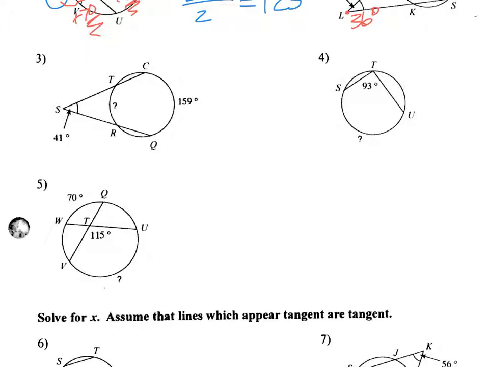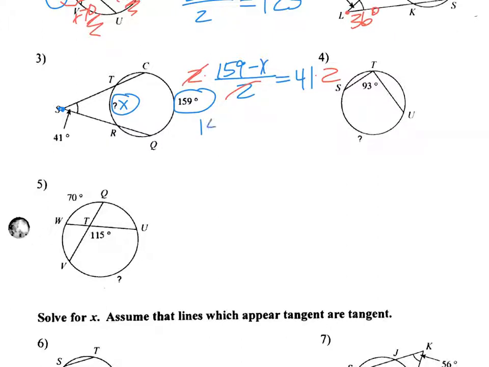Where's the vertex? The vertex is outside. What do we do? Big arc minus small arc. Here's the problem. I don't know the small arc, but I still set it up the same way. Big arc minus small arc, divided by 2, has to equal the angle, which is 41. The easiest thing to do here is get rid of the 2, and to do that, you multiply both sides by 2. So you get 159 minus x equals 82. Subtract 159. If you do that, let me get my calculator out here.